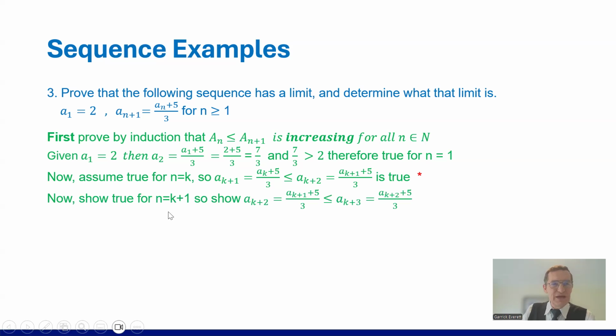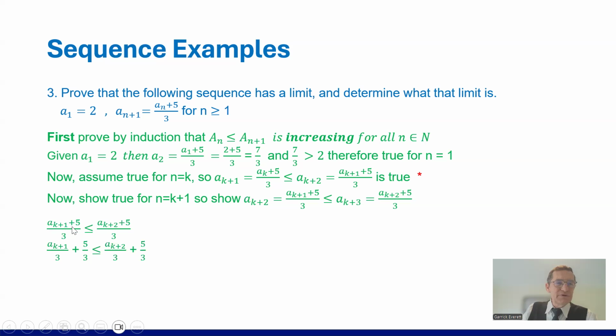Now we're going to show it's true for n equals k plus 1. So now we're going to show A(k+2), which equals (A(k+1) + 5)/3, is less than or equal to A(k+3), which is (A(k+2) + 5)/3. So we want to show this is true. Now what we're going to do is grab the formula part of it. We're going to ignore A(k+2) and A(k+1), and grab the formula part of it, and so we want to show that. So we're going to keep those going. We're showing that this is true.